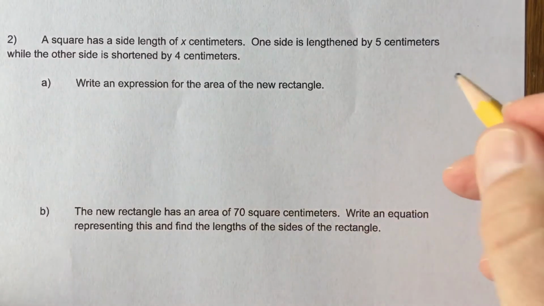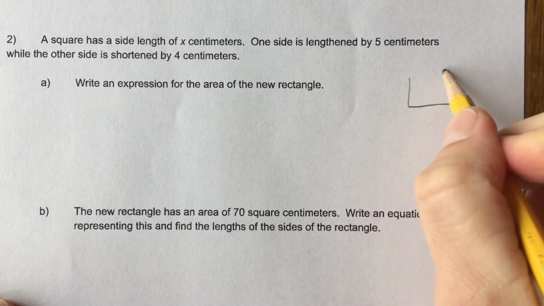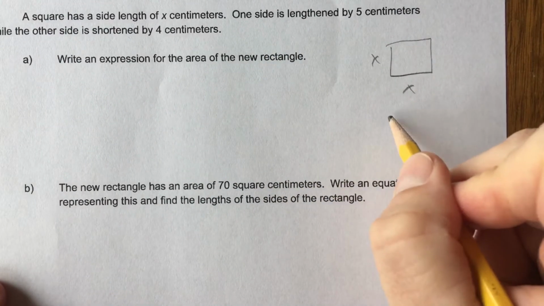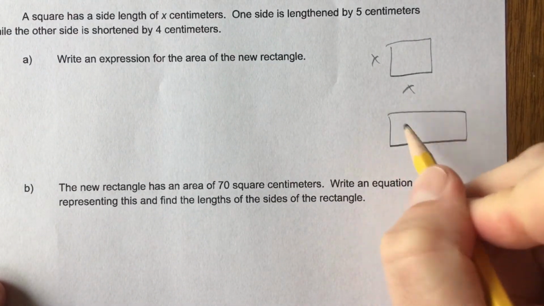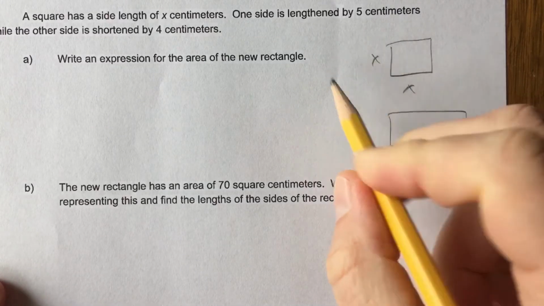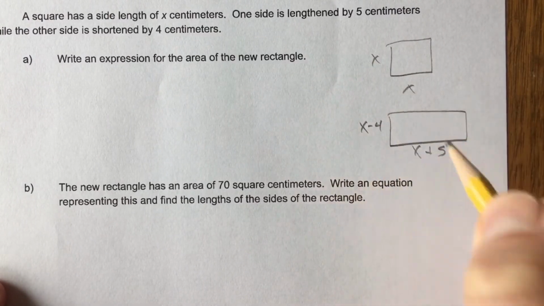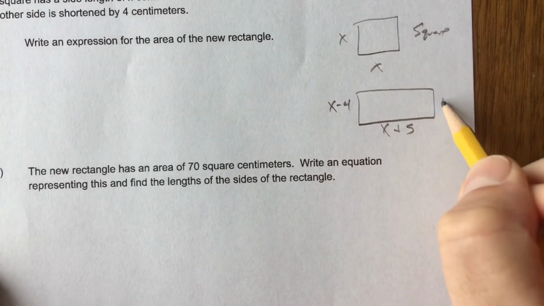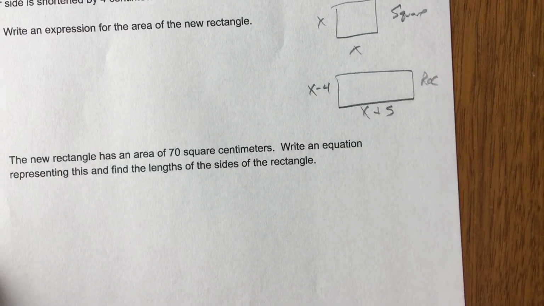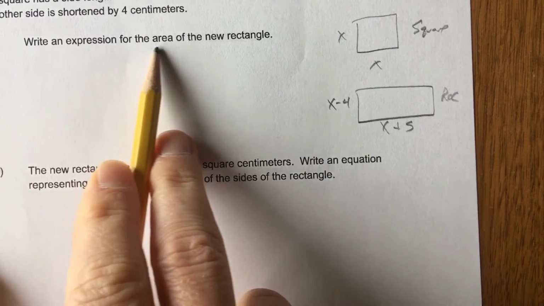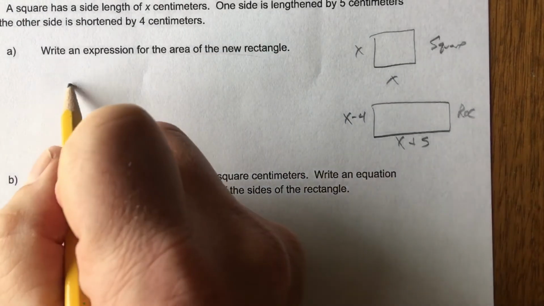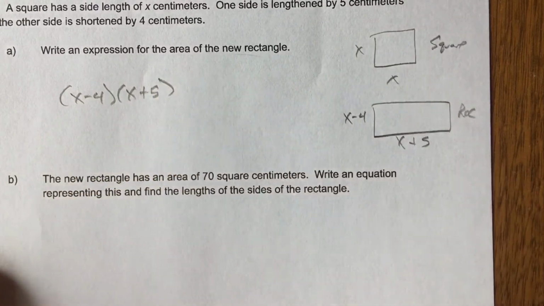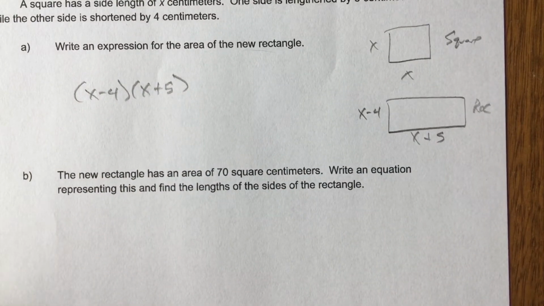Here's another one with a square, a side length x. So this is our original, and then we're going to take one of those sides and add 5 to it. We're going to take the other side and shorten it by 4. So this is the original square, and this is the rectangle that we get out of it. Write an expression for the area of the new rectangle. So we're going to take the two sides and multiply them together. That would be our area right there.